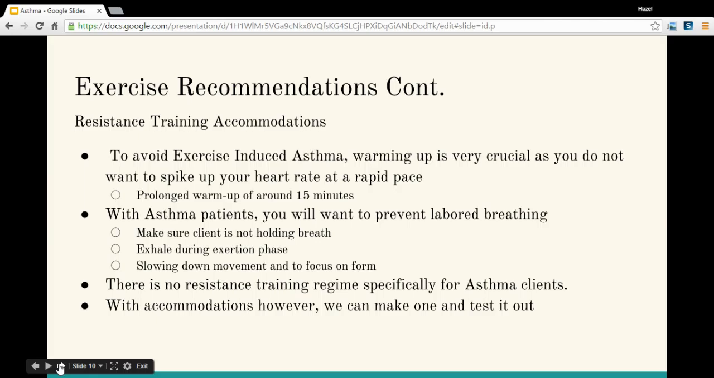However, there is no resistance training regimen specifically for asthma clients. With the accommodations, we could always test one out, or you could always do a resistance training exercise.